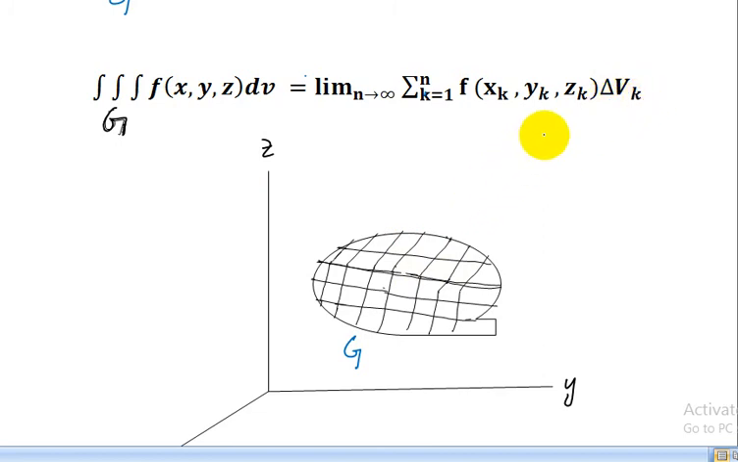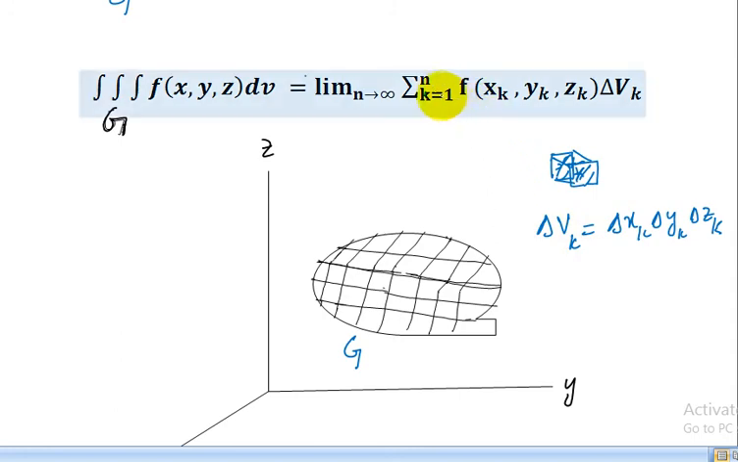Here del V k is the solid region enclosed in the kth sub region, and the kth sub region in this case is a rectangular region enclosed in a rectangle as shown in figure. Del V k is equal to del x k, del y k and del z k. When n approaches infinity, then the volume of the solid enclosed in this interval approaches 0. In this way we reach accuracy, and the right hand side gives us integration over this closed and bounded region in 3D space.